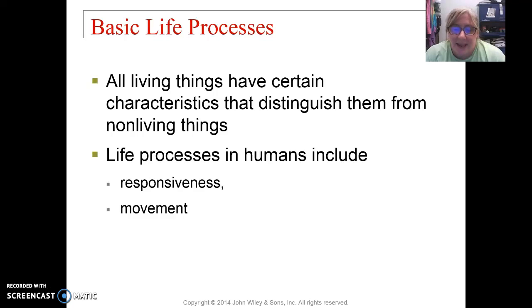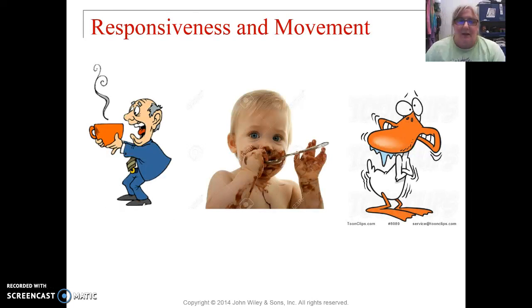All living things have to be able to respond to stimuli, and we're going to move in some fashion. So here are some different responsive activities. We respond to pain stimuli. We respond to sweet stimuli or to tasty things. We also respond to temperature changes. We respond to stimuli, and when we respond, we're going to do something.